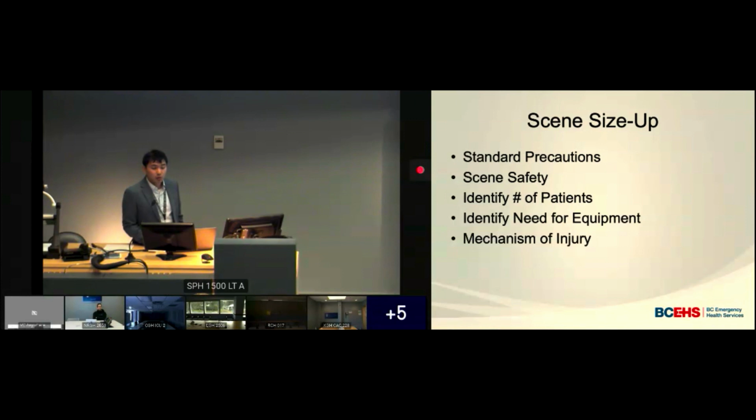You want to look at the equipment that you think you need to bring to the scene itself. So do you need backboards, collars, pelvic binders, tourniquets, wound packing or management gear, airway gear? Make sure that you have a sense of that before walking onto the scene. The last thing is an overview of the mechanism of injury.